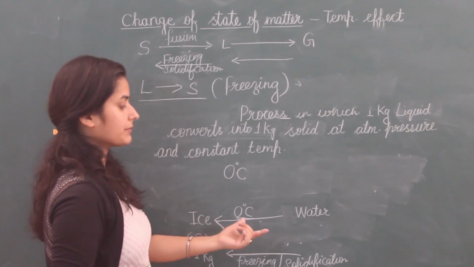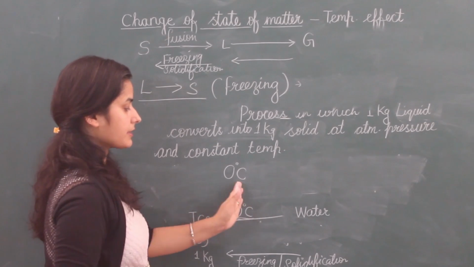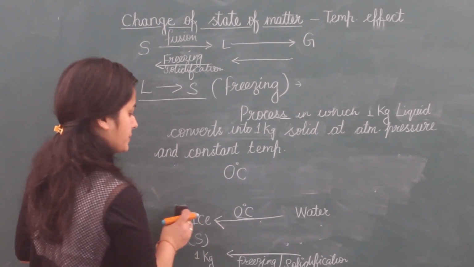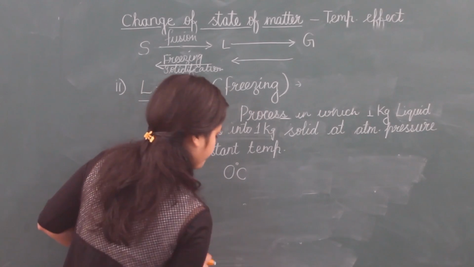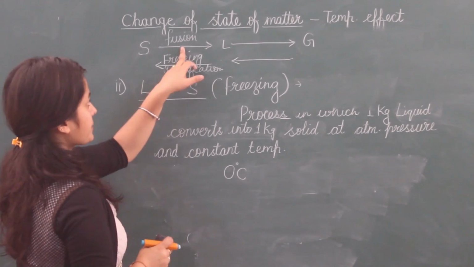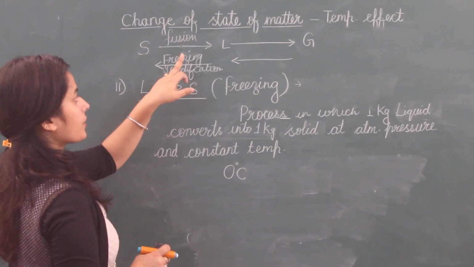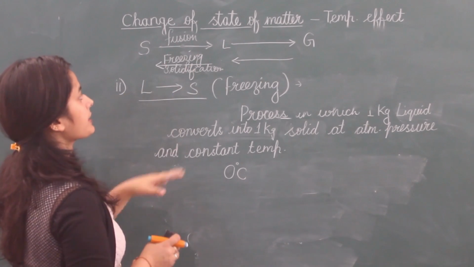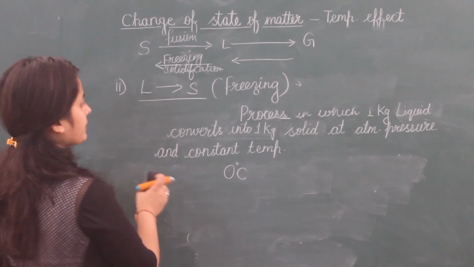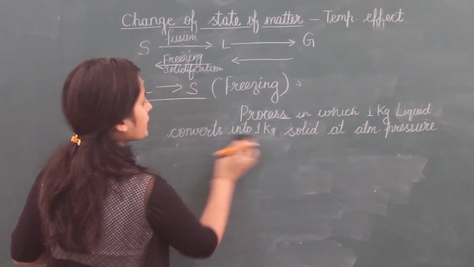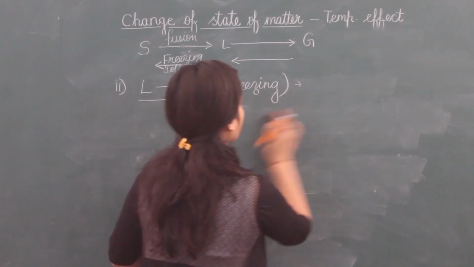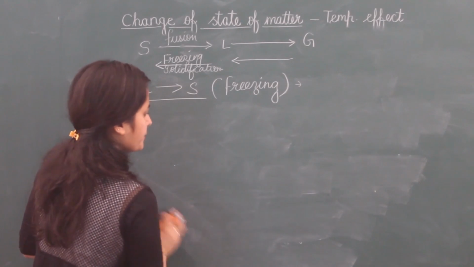When complete ice has converted into water, you can check the temperature, it will be 0 degrees Celsius. And after some time, the temperature starts to change from 0 to 1, 2, 3, this way. So fusion is the reverse of freezing, or freezing is the reverse of fusion. Both occur at the same temperature, that is the melting point of that solid or the freezing point of that solid. It is just the reverse process.